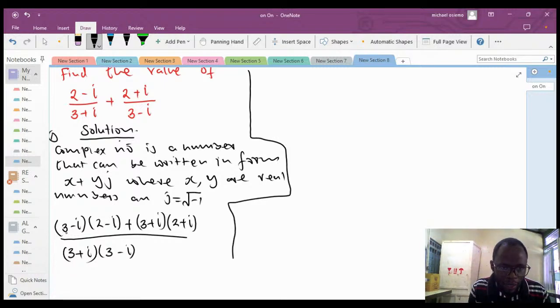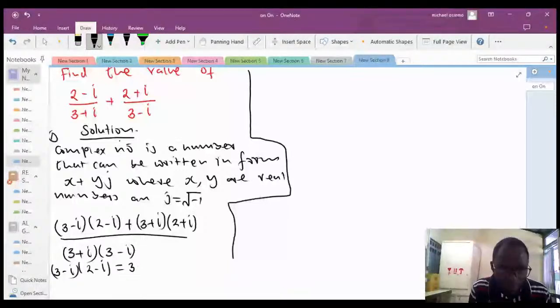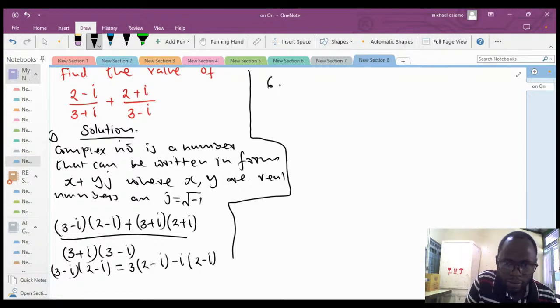So when you open the bracket, let us expand (3 minus i) times (2 minus i). It is the same as 3 into (2 minus i), then minus i into (2 minus i). So that one becomes what? When you open up this bracket, 3 times 2 becomes 6.